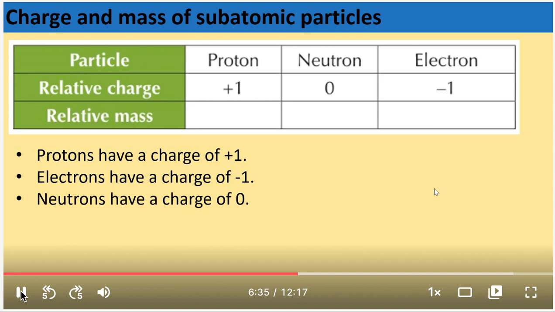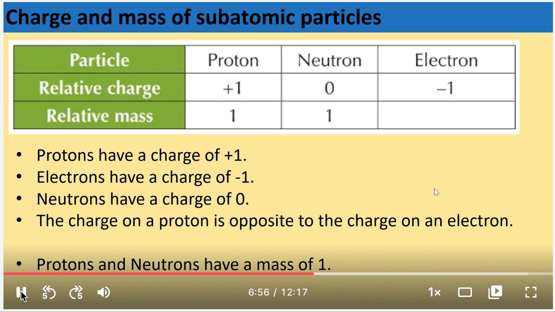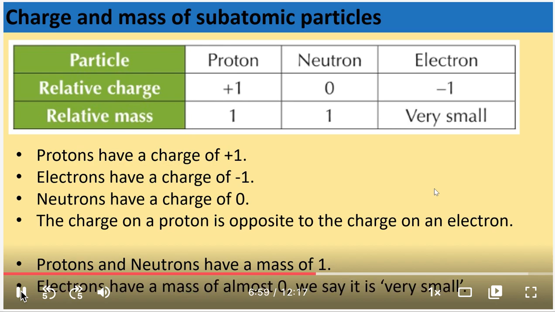Now, the masses, protons and neutrons have a mass of 1. Now, the mass on an electron is tiny. It's nearly 0, but you can't put 0 in your exams. Okay, you need to use something different. So what we like to use is this word. We like to put in very small. Okay, so that's what you need to write down when you describe the mass of an electron. It is very small. Do not put 0.